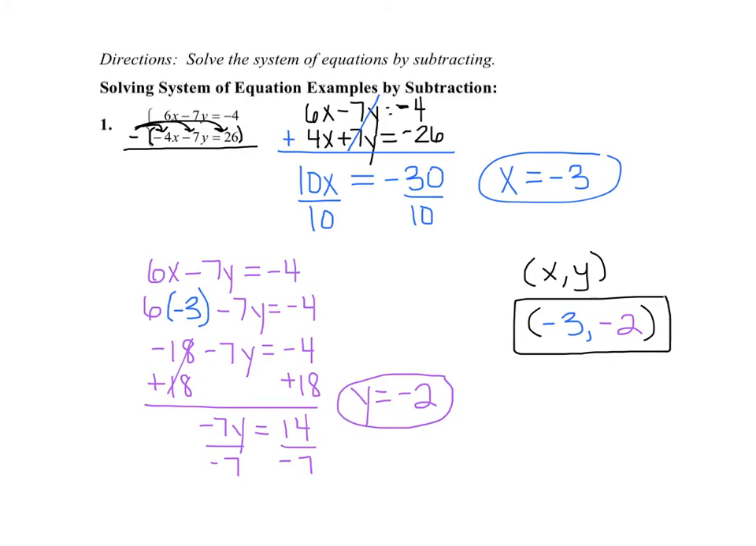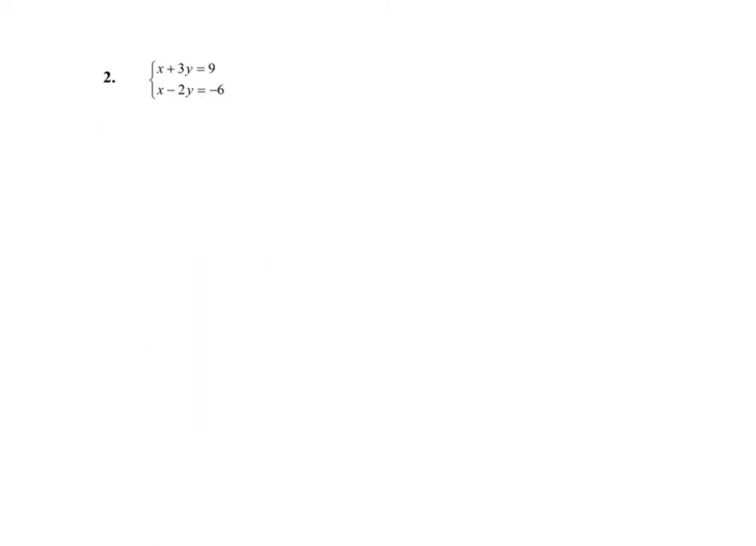Let's do another example together. So let's look at example 2. It says x plus 3y equals 9 and x minus 2y equals negative 6. Your first step is to identify the term that's exactly the same in both equations, which are your x's. So I'm going to rewrite my first equation, x plus 3y equals 9, before doing step 2.